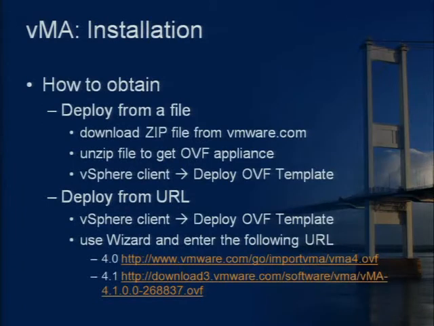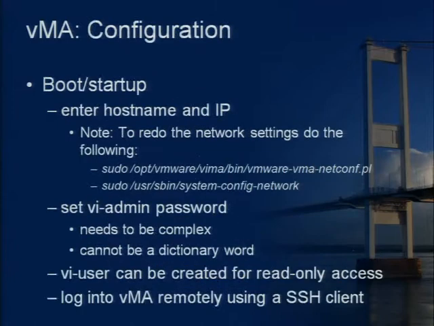So there's multiple ways you can deploy it. It's very simple. You can download it if you don't have access to the internet from your virtual center box as a zip file and extract the OVF. And then you can also paste the URLs in there to deploy it. It's even quick over the internet. It's only a couple hundred megs. It's very fast. And then once it boots up, it's just like any other appliance.